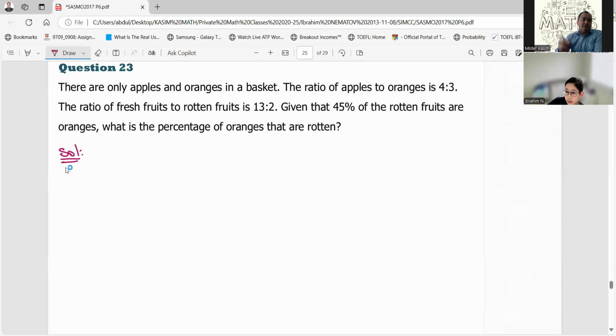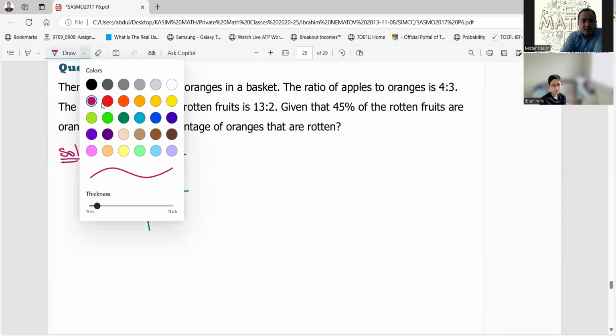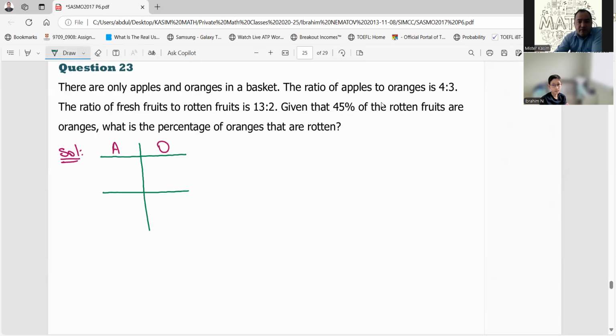Also, I'm thinking if there's any easy way. It was getting a bit long, but let's see. First, let's make a table, Ibrahim. We are talking about two different types of things, right? Here we have apples and here we have oranges. The ratio of apples to oranges is 4:3, so if we have 4x apples, then we should have 3x oranges, right?